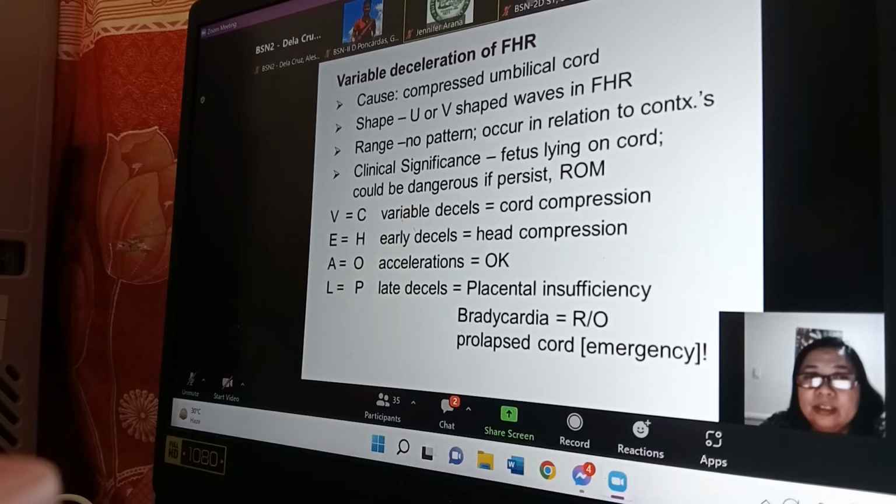sa contraction. Muna gitawag siyang variable kay wala siya pattern, no? So, the clinical significance, this may be caused by the fetus lying on the cord, which is dangerous if it persists. It occurs usually when there is rupture of membrane.